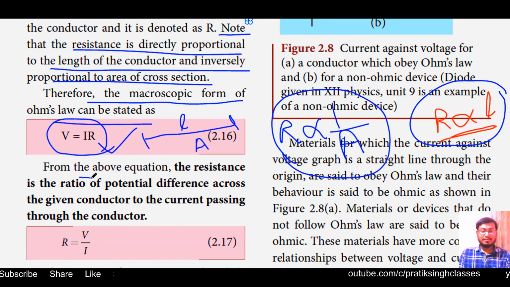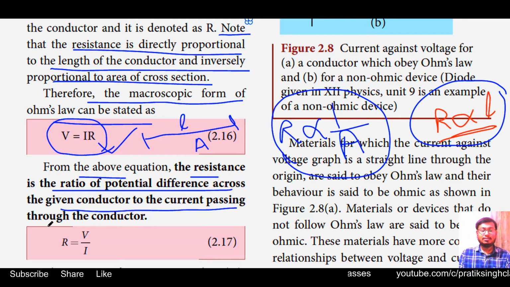From this equation 2.16, we conclude that the resistance is the ratio of potential difference across the given conductor to the current passing through the conductor. That means R is equal to V by I. Its SI unit is ohm and is written as something like this.